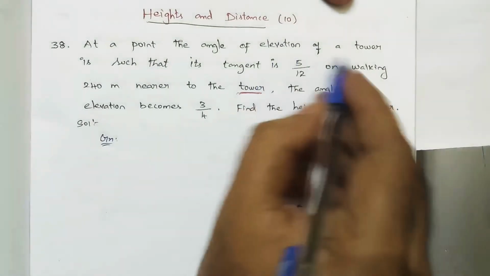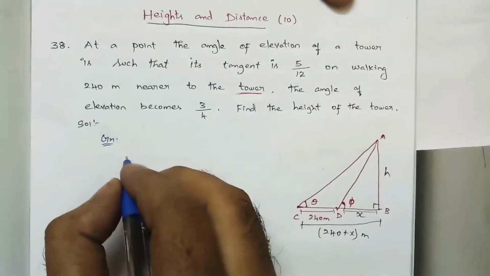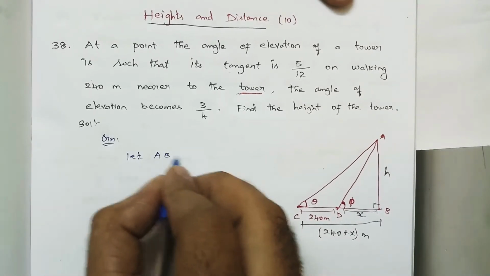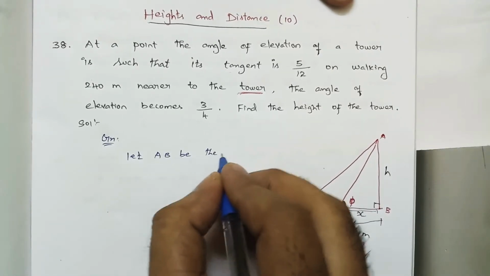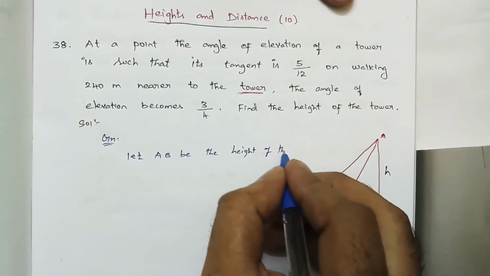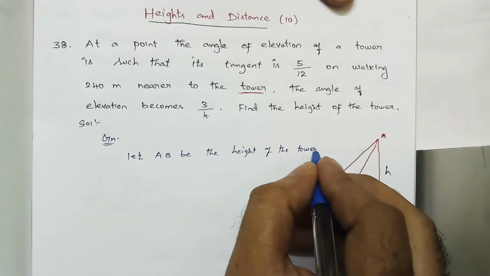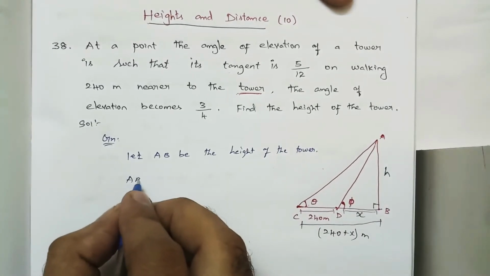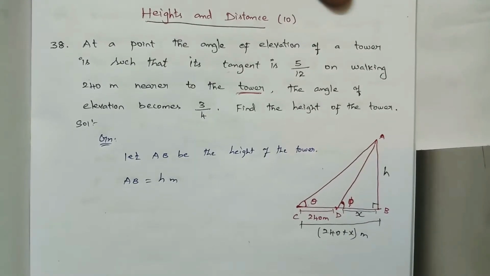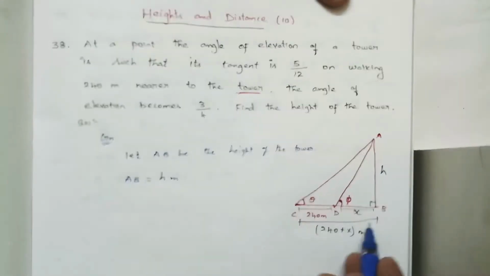Right. So tan theta is equal to 5 by 12. So what are the things we are having? Let AB be the height of the tower. What you are assuming? AB is equal to h meter, and you just fill all those things.